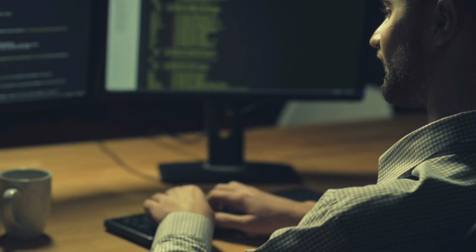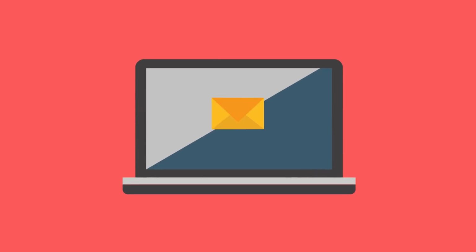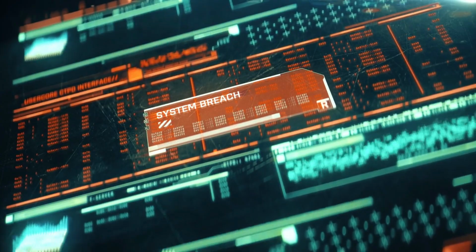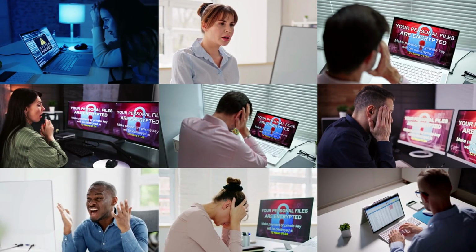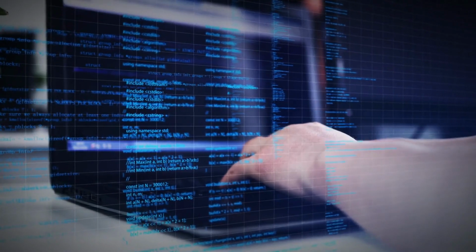But have you ever wondered how exactly a cyber attack unfolds? From the first infiltration to the final exfiltration of sensitive data, today we're breaking down the anatomy of a breach, step by step, with real-world examples that shook the world. Let's get started. Stage number 1.